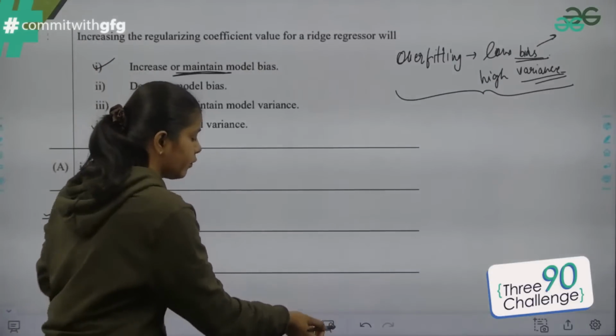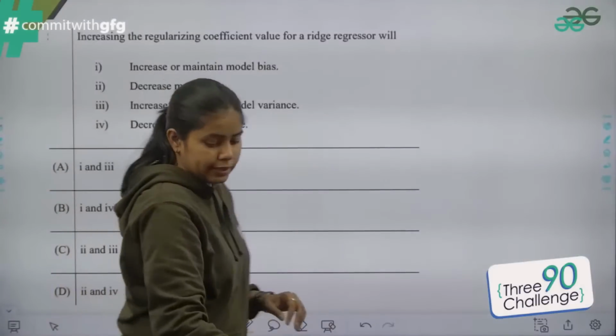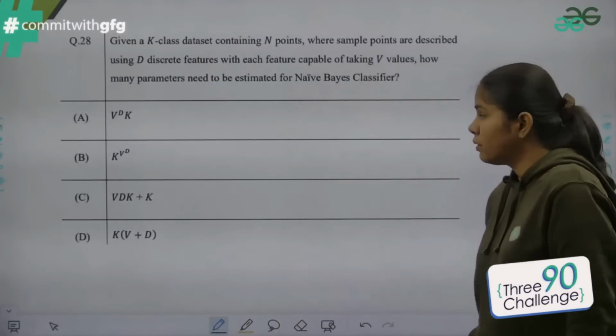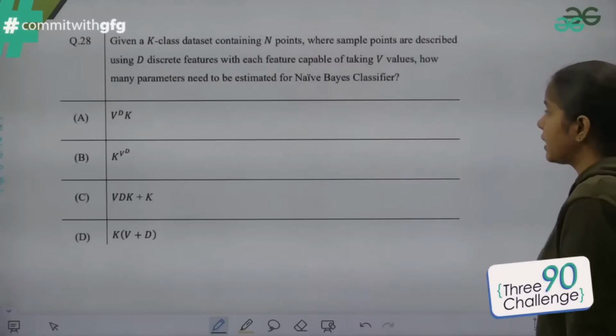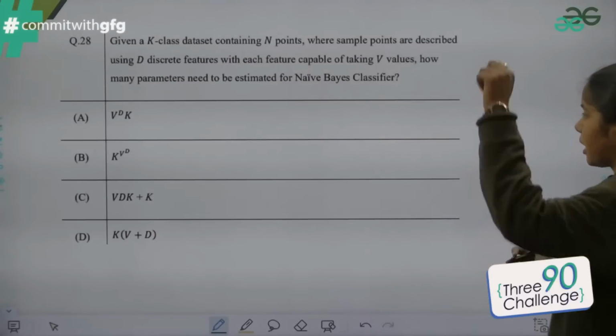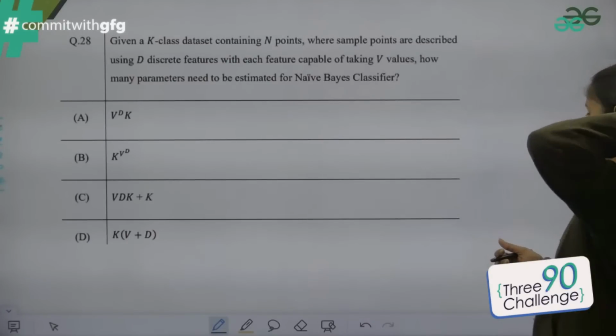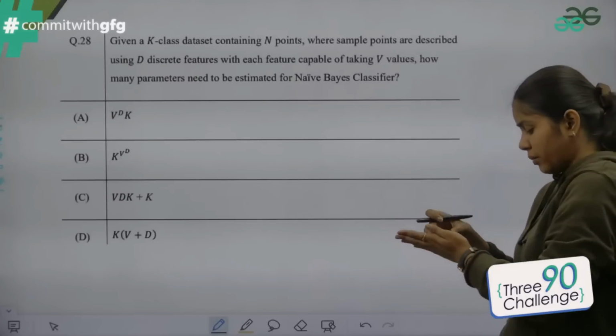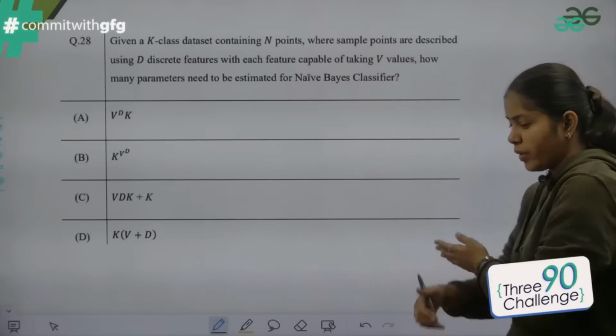Okay, so let's move forward if this is clear. Let's see the next question. This is another question from a mock test. It says: given a K-class dataset containing n points, where sample points are described using d discrete features, with each feature capable of taking v values, how many parameters need to be estimated for a naive Bayes classifier?